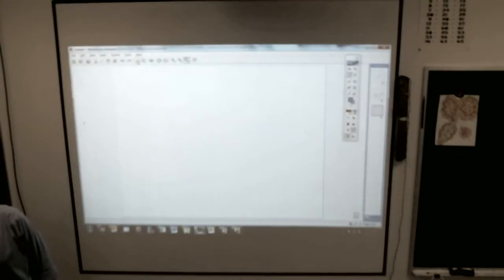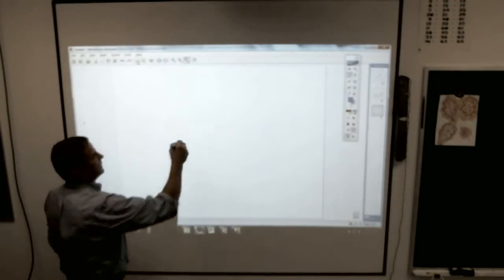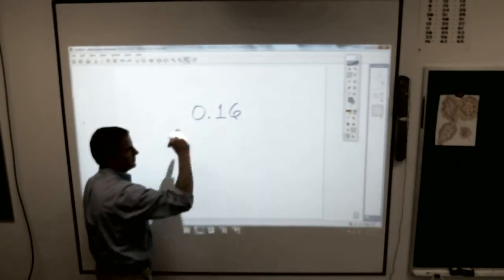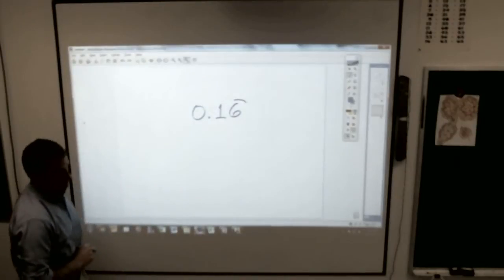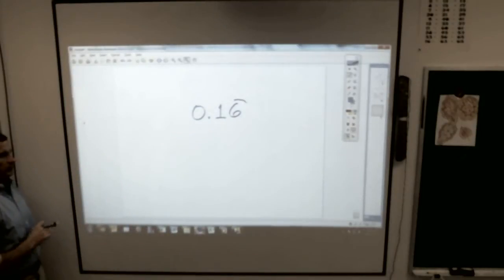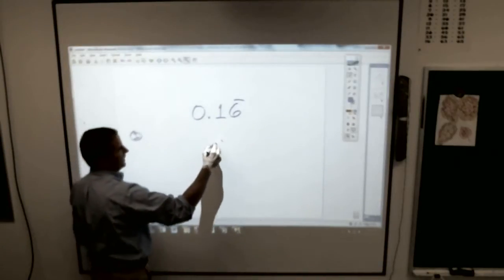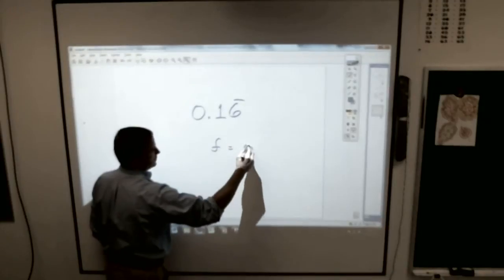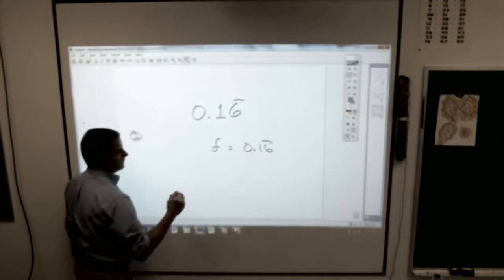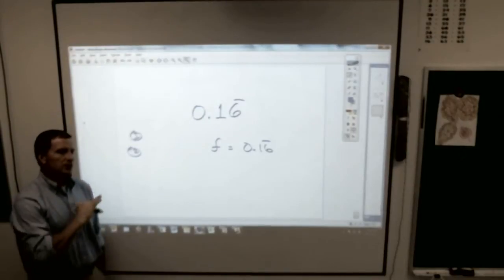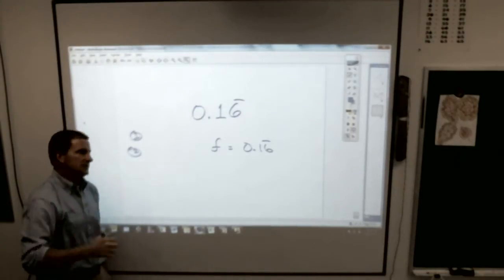Now, another example. How about this one? So here, try this one, 0.16 with the 6 as the repeater. You have to be careful because you gotta do a little decimal work sometimes. Following the steps. Step number 1, put it equal to F. F equals 0.16 repeater. Step number 2, you're going to multiply both sides by a 1 with as many zeros as digits that repeat.